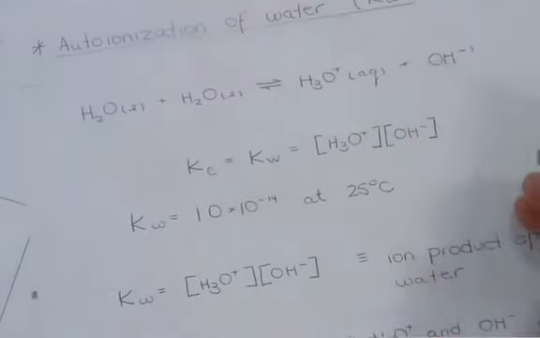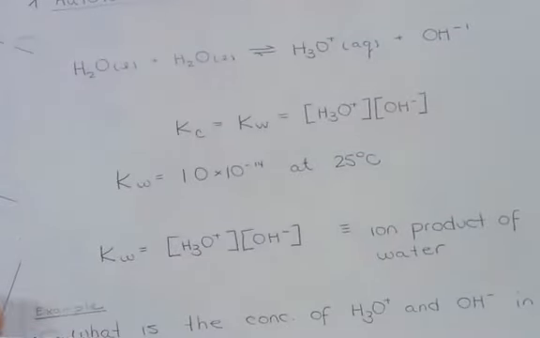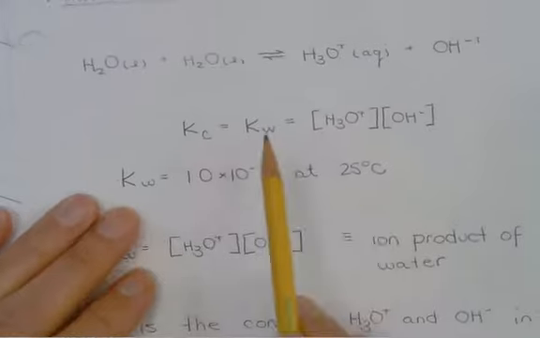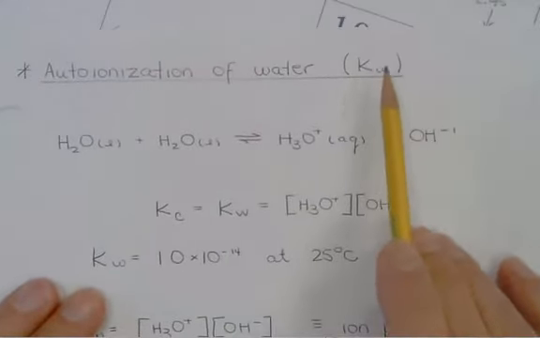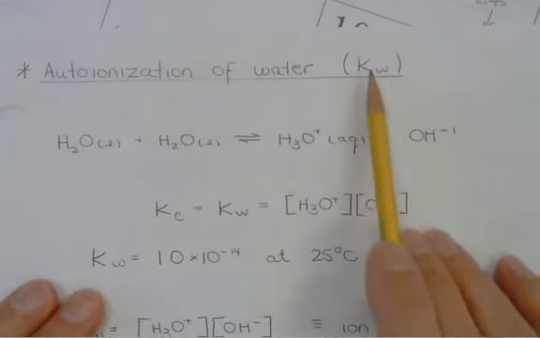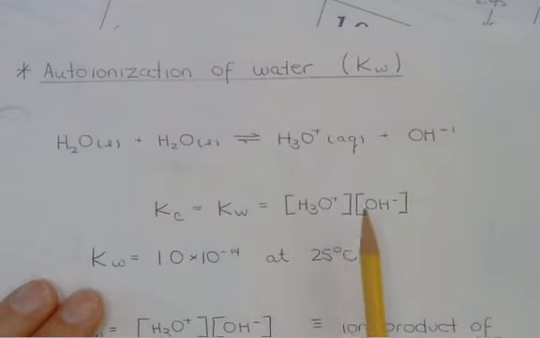So this equilibrium expression, which we talked about a lot, is given a special name. It's not only Kc, we're going to call it Kw. Kw is going to be the autoionization for water. Okay, we're going to save that K small w just for this reaction.